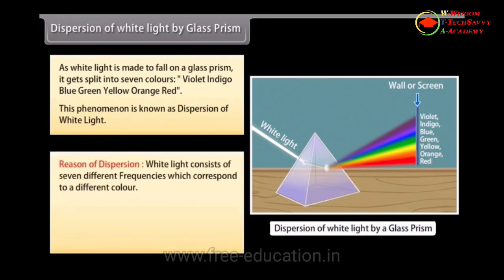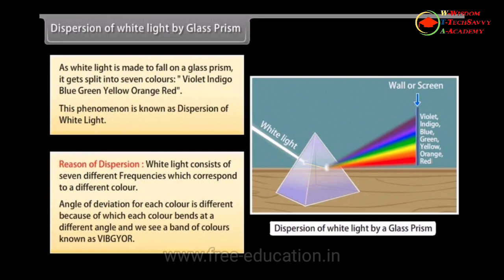Reason for dispersion. White light consists of 7 different frequencies, each of which corresponds to a different color. The angle of deviation for each color is different, because of which each color bends at a different angle, and we see a band of colors known as VIBGYOR.